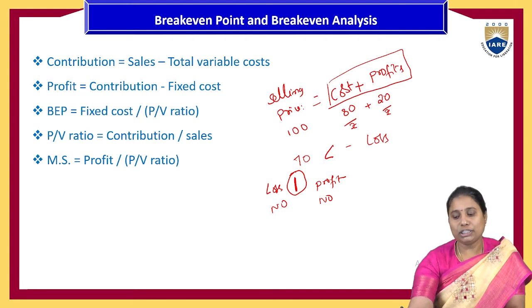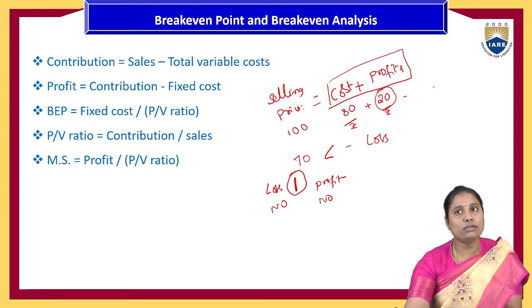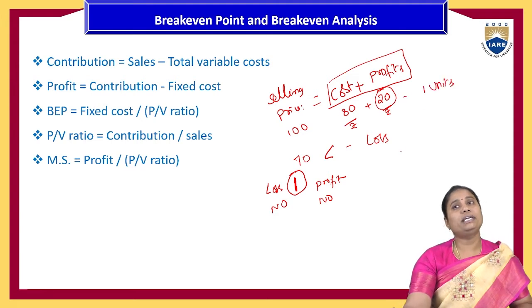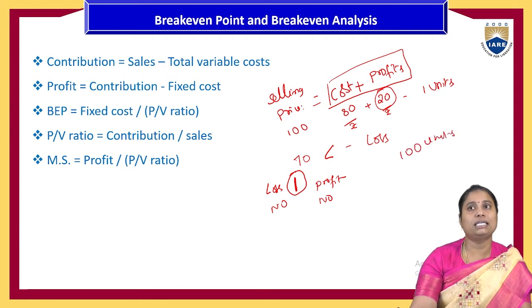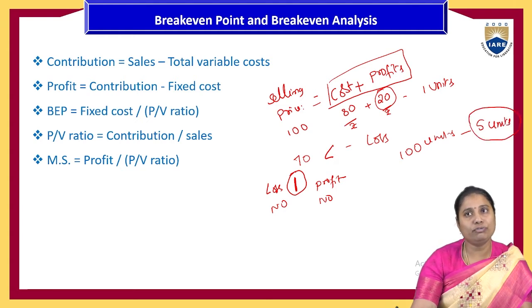For example, if there is 20 rupees of profit per unit, and they are expecting 100 rupees, then for each unit 20 rupees means they have to sell 5 units. That is the expectation. But the break-even point is 80 rupees per unit. The cost incurred is 80 rupees, because at the break-even point the profit will be 0 and the loss will also be 0.